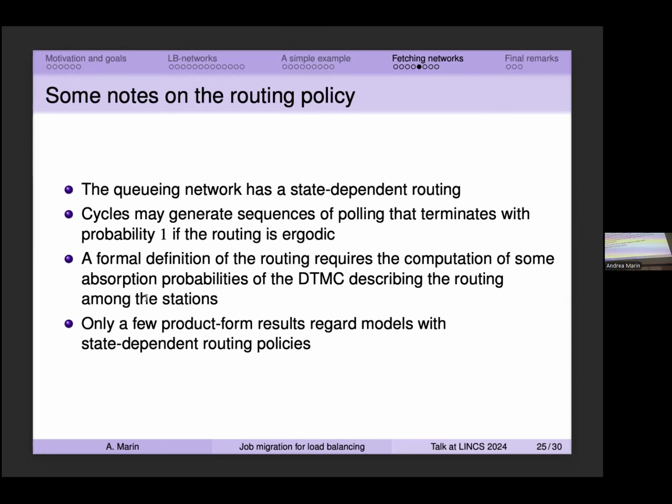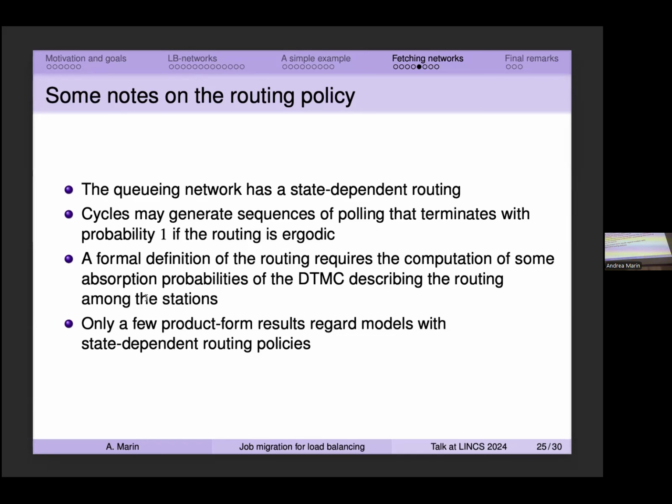So, some notes on this routing policy. The routing policy is state dependent, because every time there is a job completion, you don't really know where the job that you're going to fetch is going to come from. You may ask a job from your neighbor, then that neighbor becomes empty, so in turn this neighbor will ask another neighbor. So if you want to describe formally the routing of this network, for a given state you would have to solve an absorbing discrete time Markov chain that tells you which is the first station with more than one job that you can steal from without triggering more requests around the network. So the routing is state dependent and maybe even complicated to describe in a formal way.